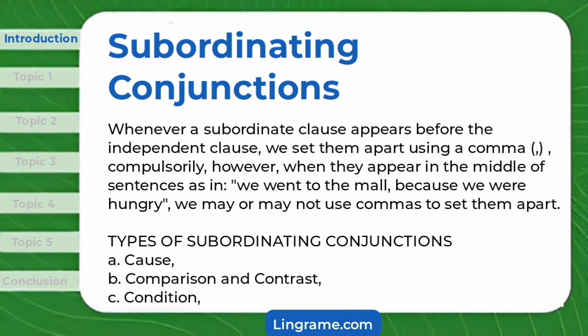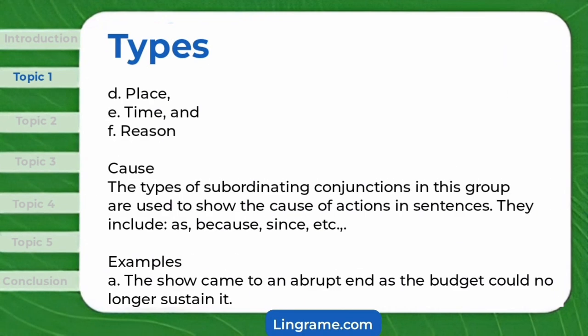Types of subordinating conjunctions: cause, comparison and contrast, condition, place, time, and reason. Cause. The types of subordinating conjunctions in this group are used to show the cause of actions in sentences. They include, as, because, since, etc.